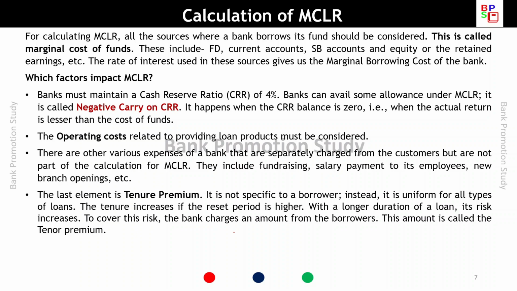What factors impact MCLR? Bank must maintain a cash reserve ratio of 4%. Banks can avail some allowance under MCLR. It is called negative carry on MCLR. It happens when the CRR balance is zero, that is, when the actual return is lesser than the cost of funds. The operating cost related to providing loan products must be considered.